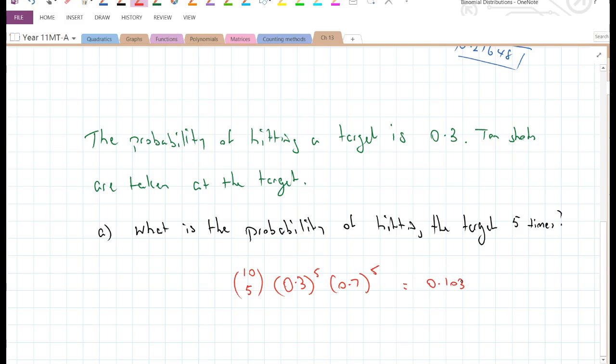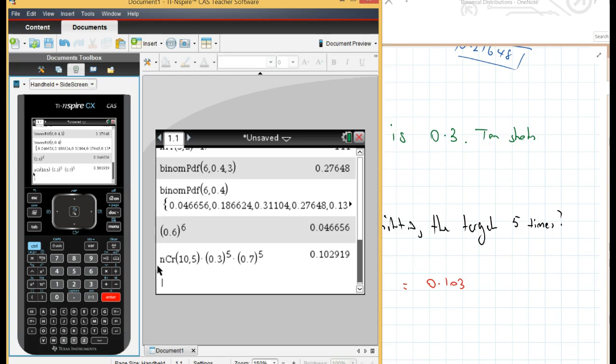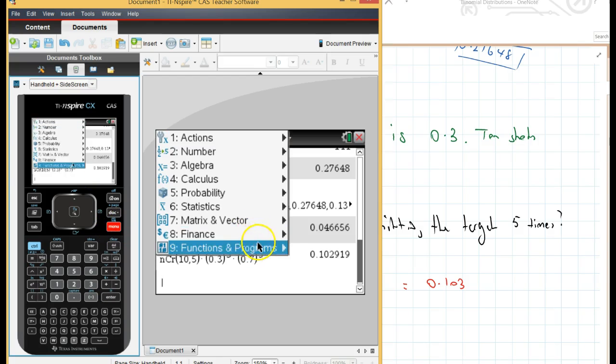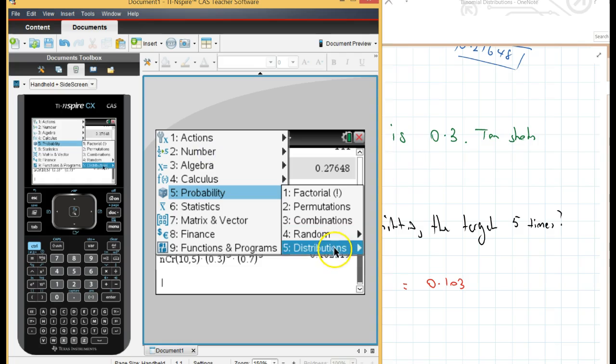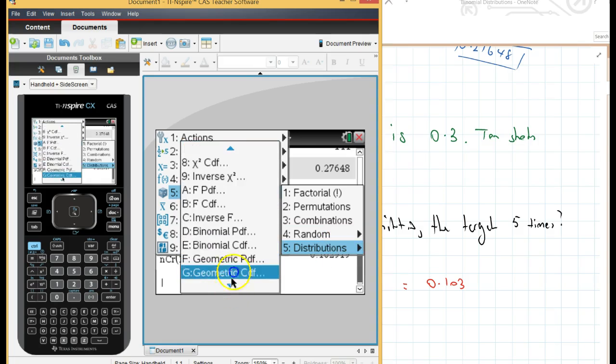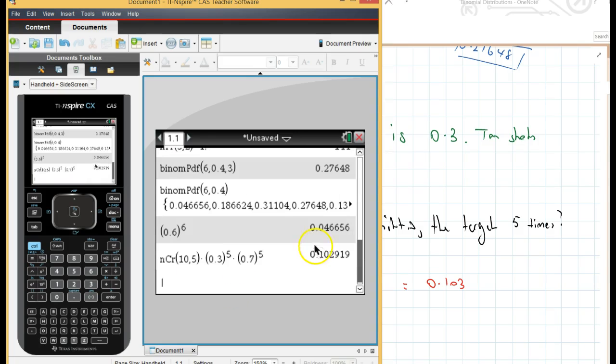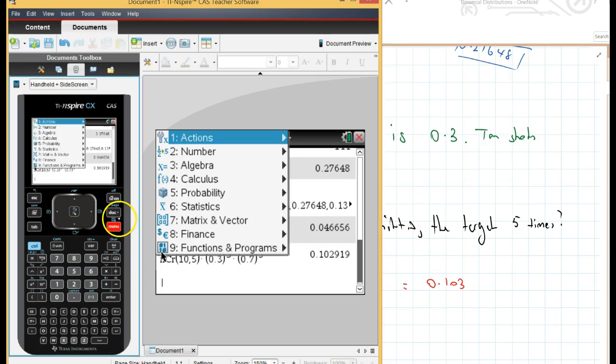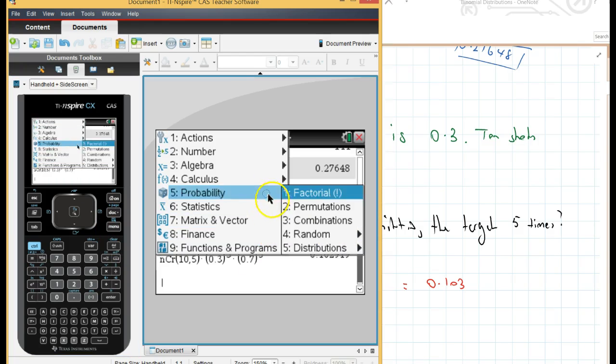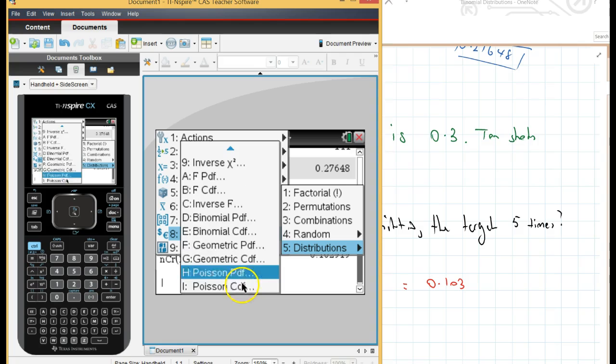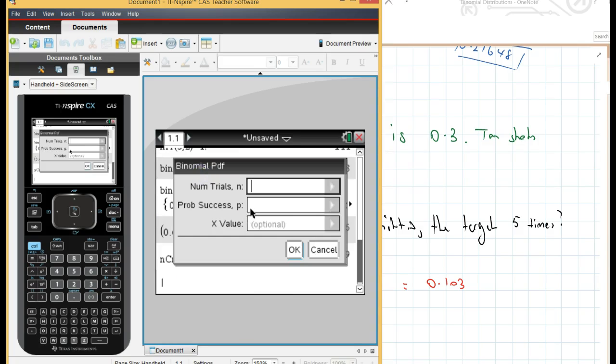0.103, which is about a 10% chance of hitting the target exactly 5 times. Now, using the calculator for that, we go into, remember, Menu, Probability, Distributions, all the way down to... see, if you hit the wrong thing, you're in trouble. Probability, Distributions, down we go, Binomial Pdf. That guy there, Binomial Pdf.